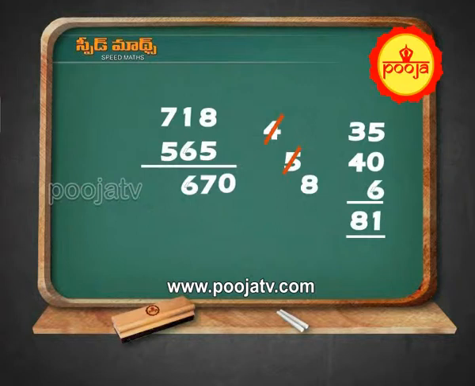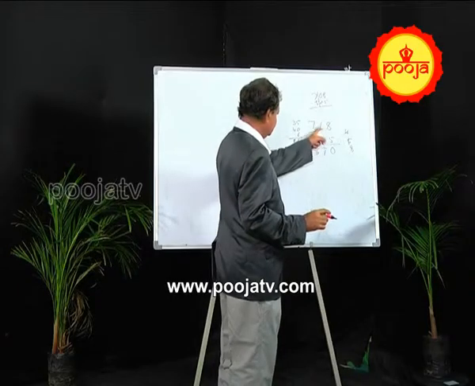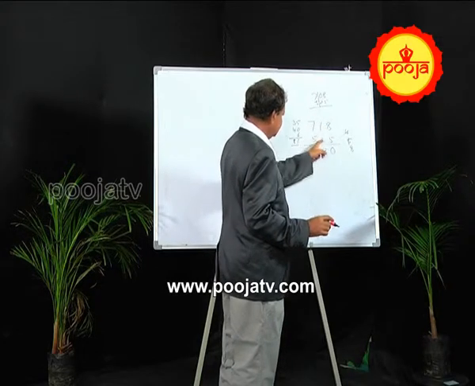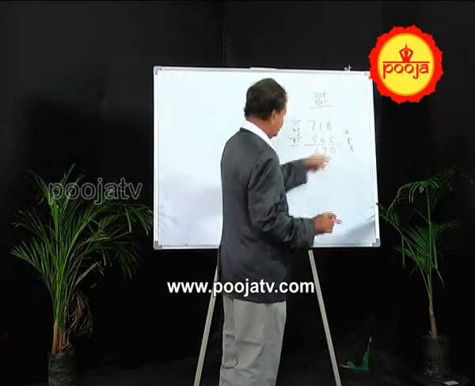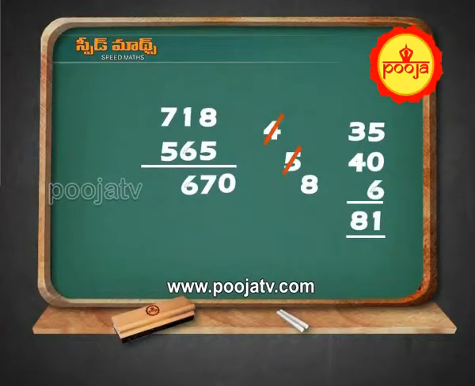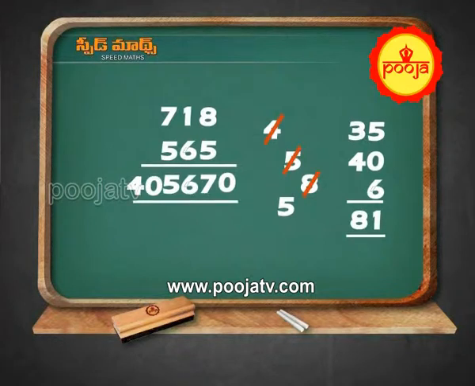6 here, 8 outside. Next the last two, cross multiplication. 5 into 1 is 5, 7 into 6 is 42. 42 plus 5, 47. 47 plus 8, 55. 5 here, 5 outside. And lastly 7 5s, 35 plus 5, 40. So the answer is 405670.